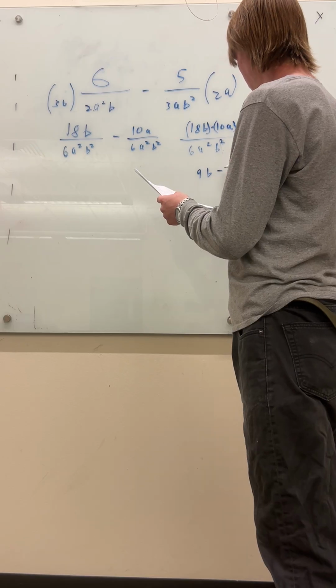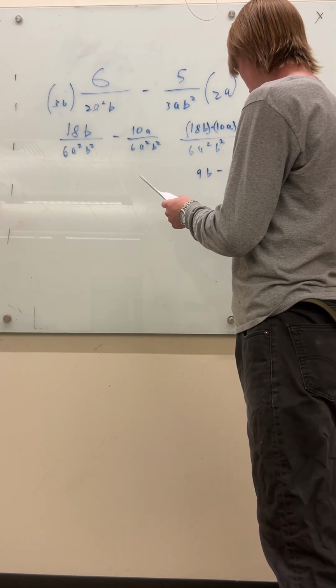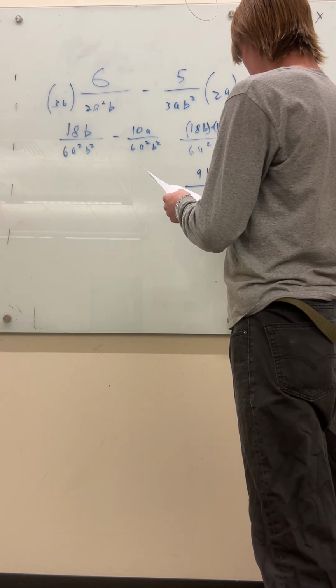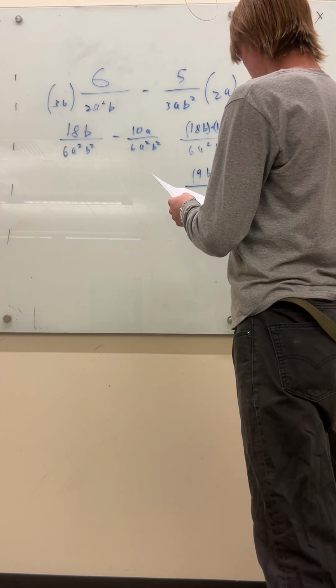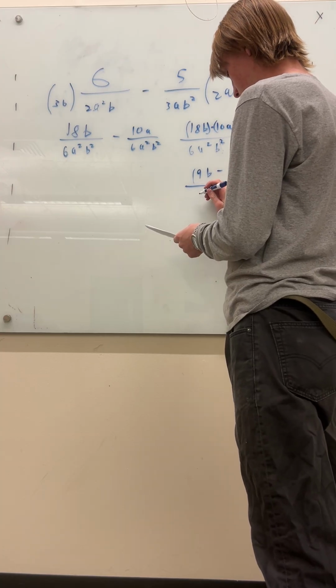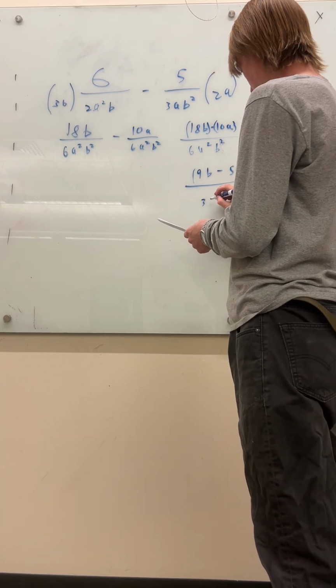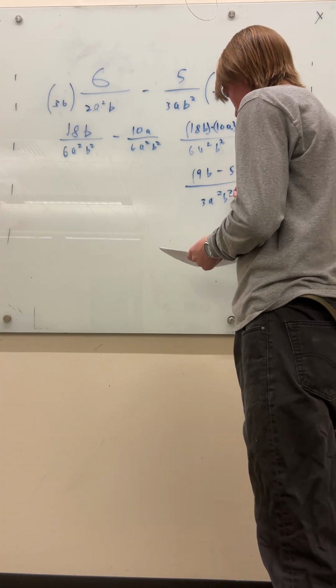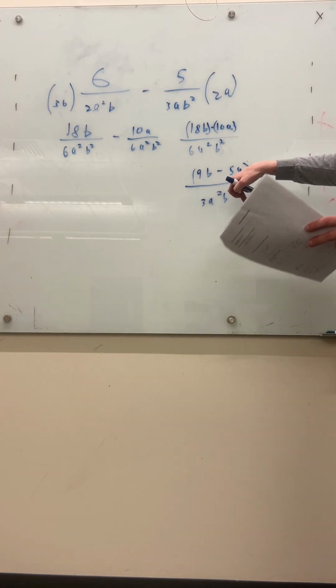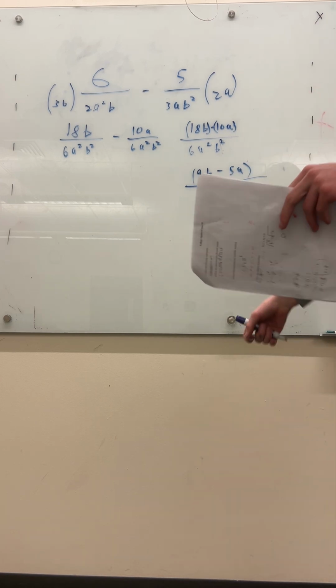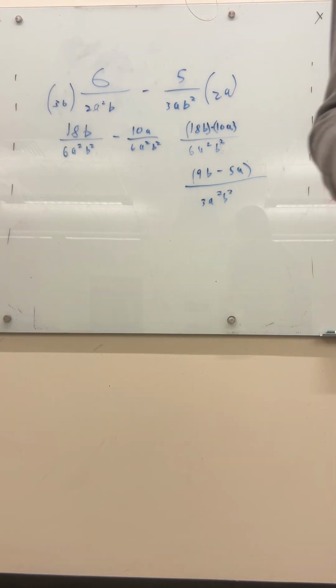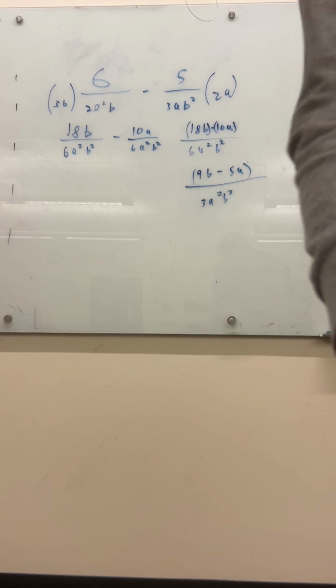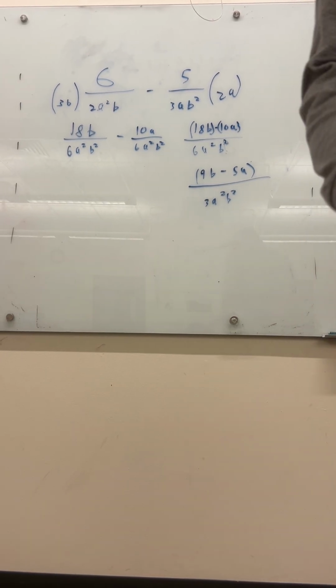9b minus 5a, in parentheses, and then all that is over 3a squared b squared, sorry. So that's the answer, 9b minus 5a over 3a squared b squared. That is exam 4, question 2, A, B, and C.